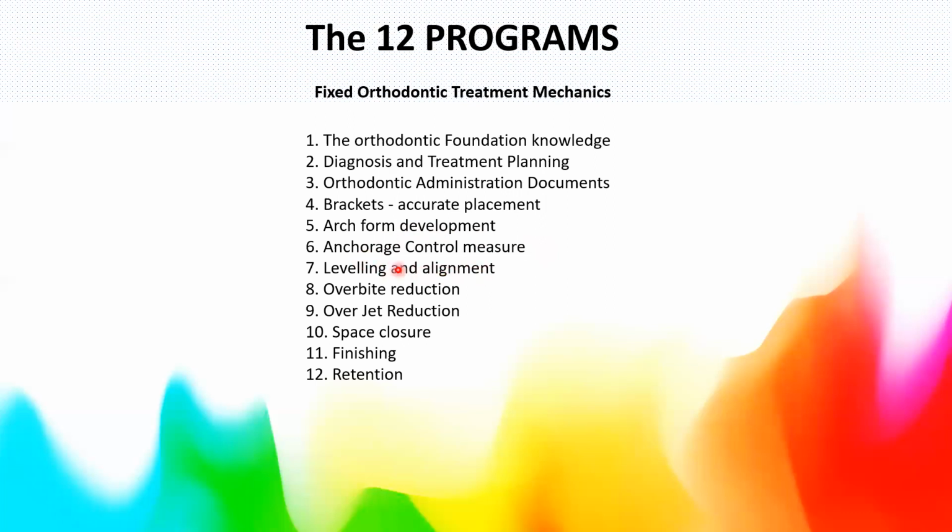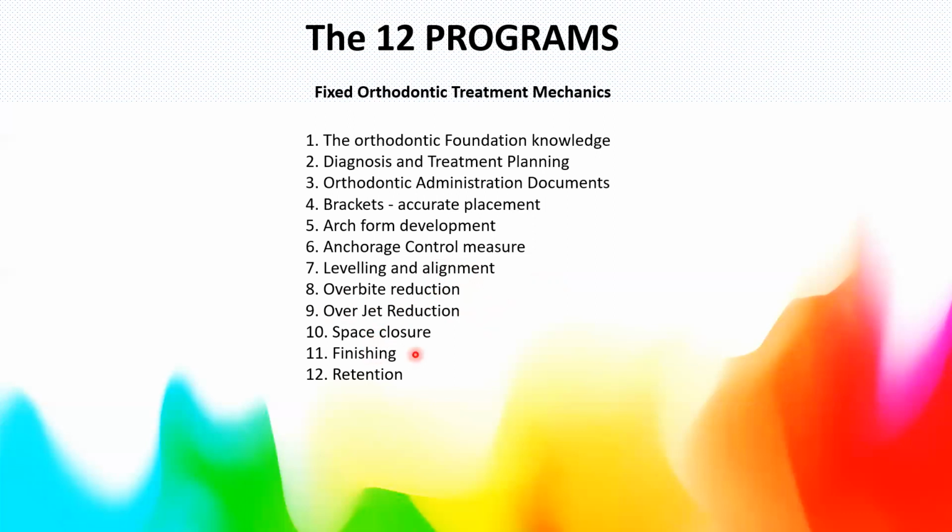Level and alignment while you're trying to control your overbite. And of course, you need to reduce it. You need to get your overbite back to 2 to 3 millimeters. You need to then do overjet reduction once you have level and alignment and overbite under control. And then only when you've got the overjet under control, can you do space closure.